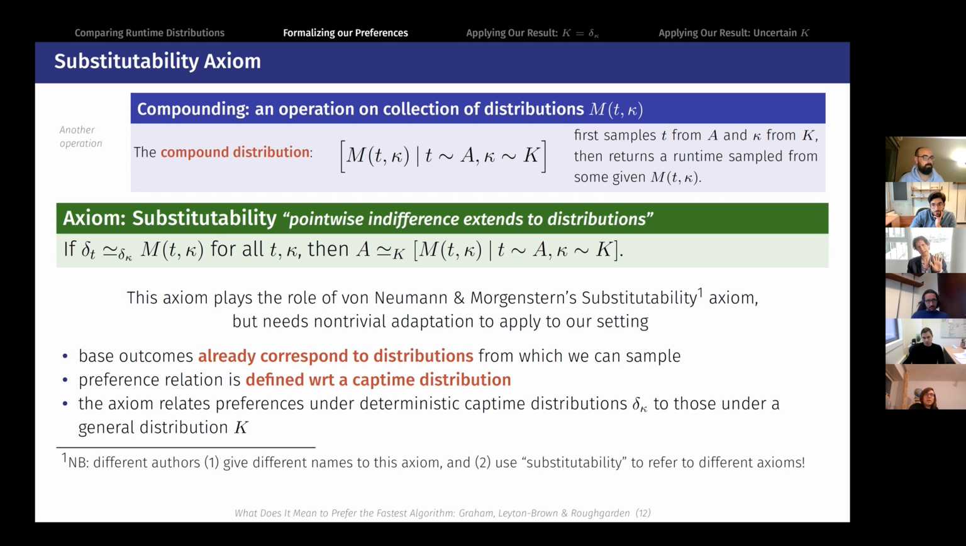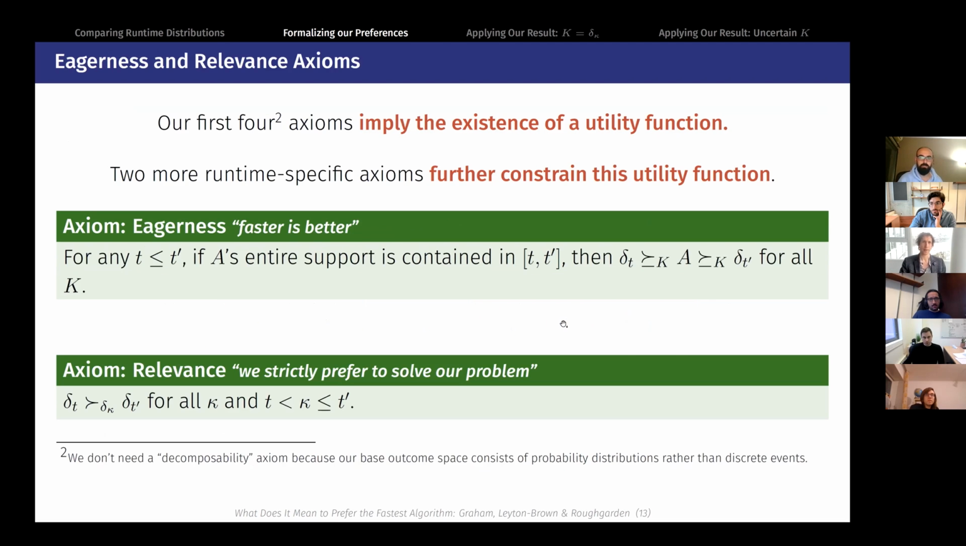So we're actually relating preferences under one preference relation to preferences under another preference relation. Notice all of our other axioms had the same squiggly equals symbol, but here I'm relating delta K to K. Fine, so anyway, that's our substitutability axiom.